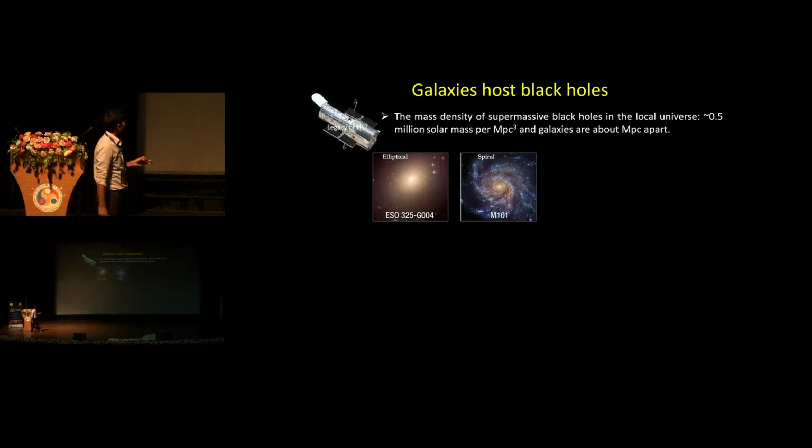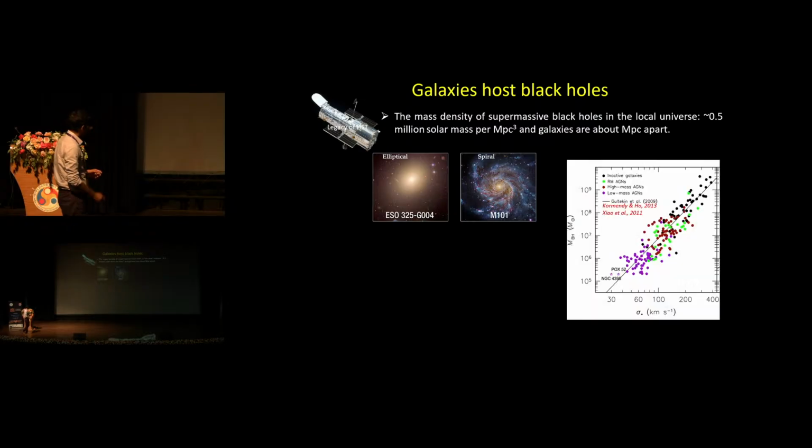Now we know that the mass density of the supermassive black holes is around 0.5 million solar masses per cubic megaparsec, and we know the galaxies are a megaparsec apart, so every massive galaxy should have a supermassive black hole at the center. And this is true for normal galaxies, elliptical and spiral, both.